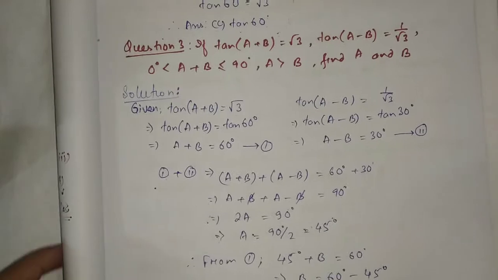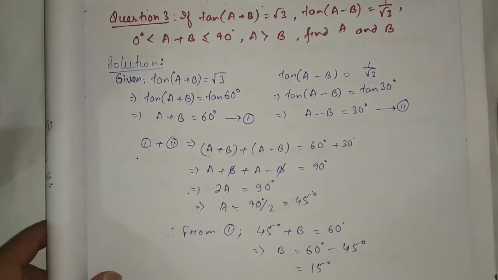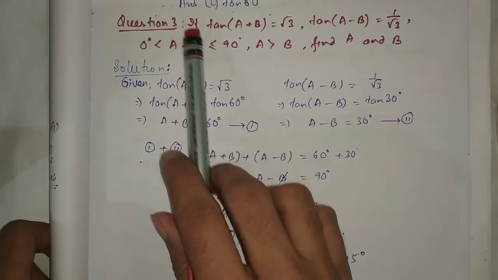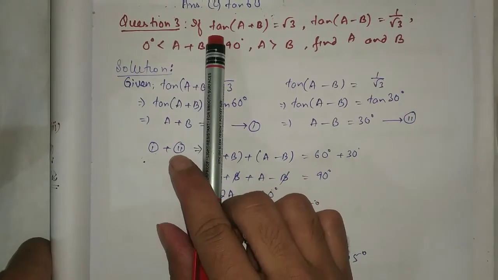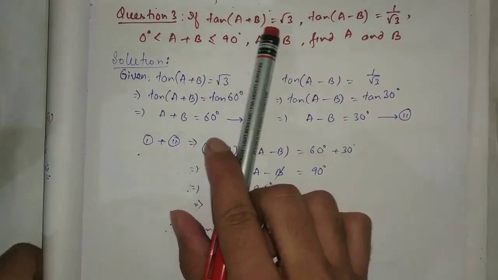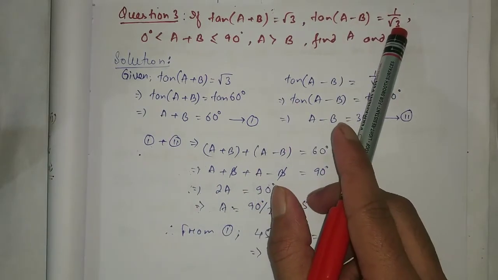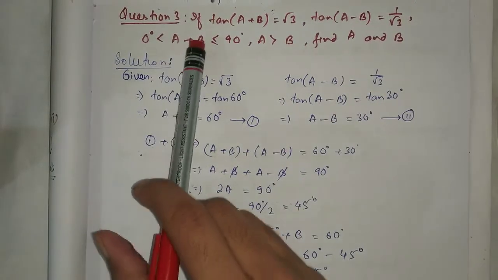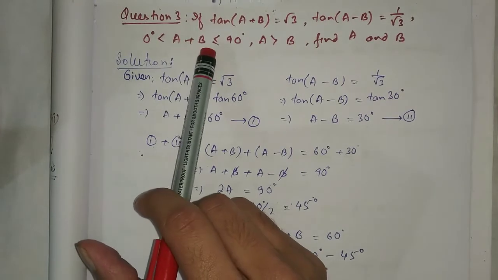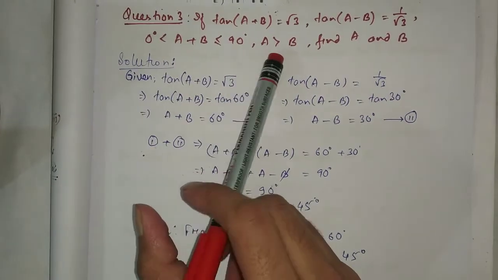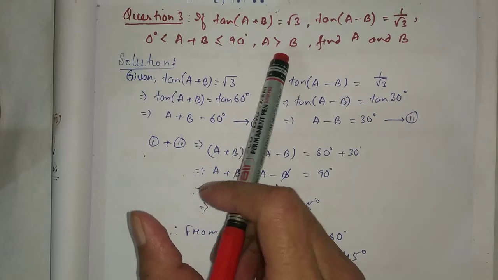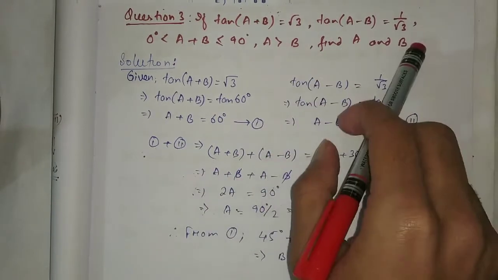Now the next problem is question number 3. This is a very important problem. Here it is given that the value of tan (a plus b) is equal to root 3 and the value of tan (a minus b) is equal to 1 by root 3, and the range of a plus b is given to be between 0 degree and 90 degree, and also it is given that a is greater than b, and we have to find the value of a and b.